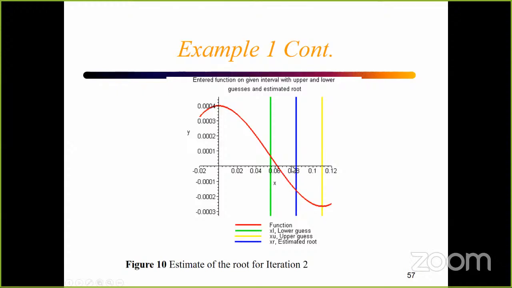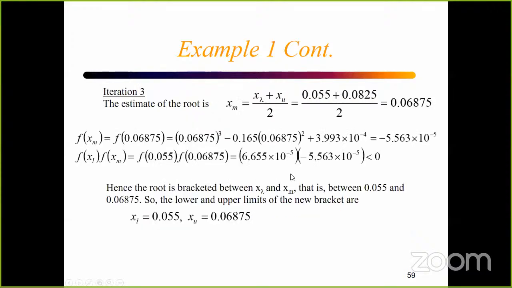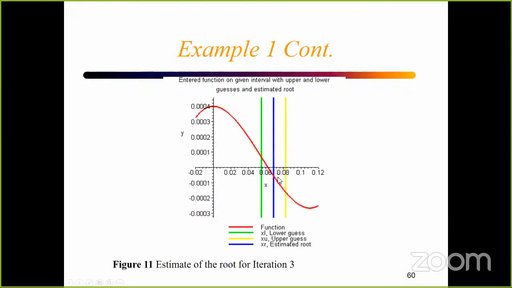You are dividing and approaching the solution every time. Now the error involved is 33% here. None of the significant digits are at least correct in the estimated root of 0.0825, because the absolute relative error is greater than 5%. If you estimate between 0.0685, you will get the new x value and the earlier one. See that still it is closing in.